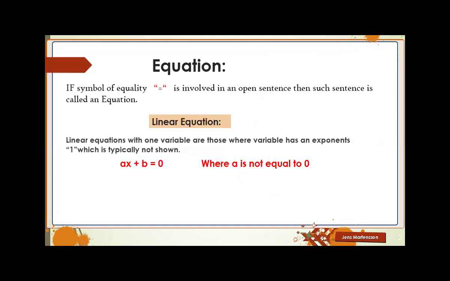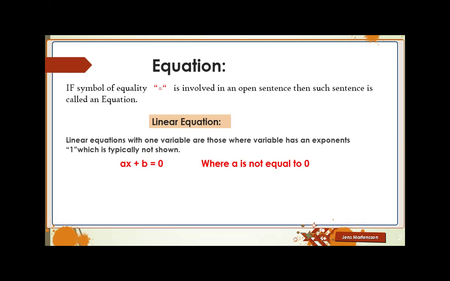First of all, if a symbol of equality is involved in an open sentence, then such a sentence is called an equation. For example, 2x equals 5 or x plus 1 equals 5. That open sentence contains the sign of equality, that's why it becomes an equation, right?